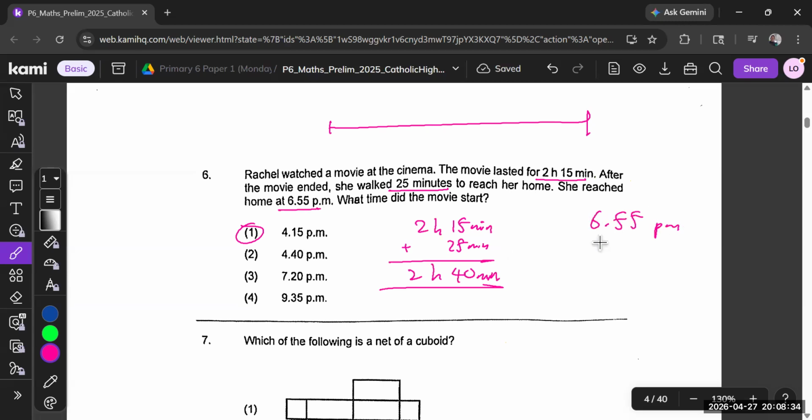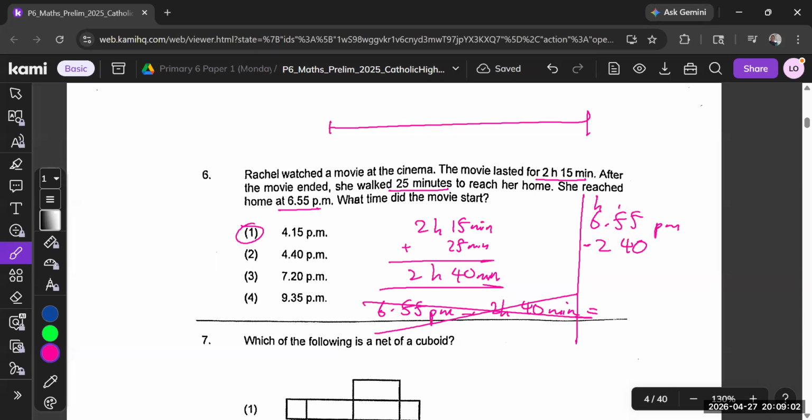Shortcut. All right, working can do this, but in your paper two or in your open-ended, please do not do this. Okay, please don't do this. If you do this, you will be penalized because time cannot minus duration. This is wrong. But when you do working, which is okay, you can minus 2 hours 40. That's a shortcut.